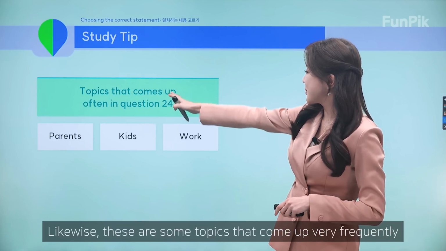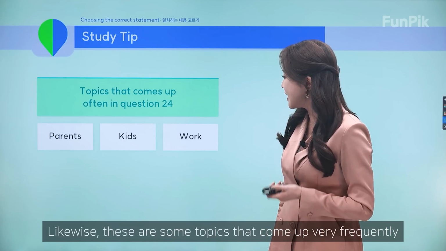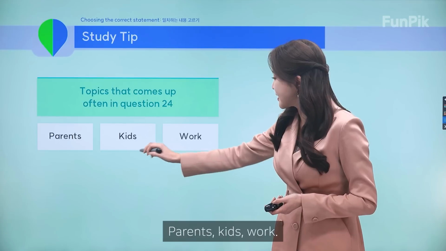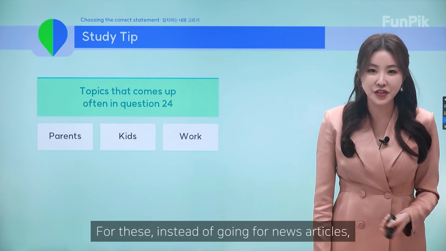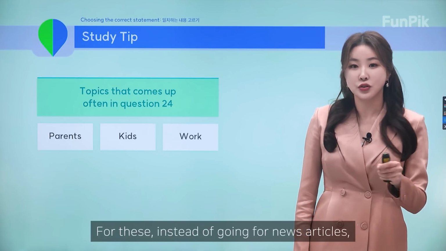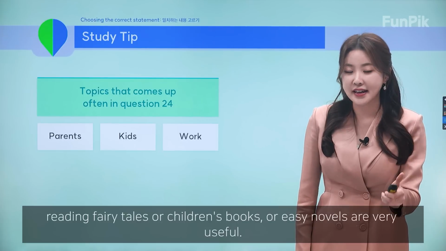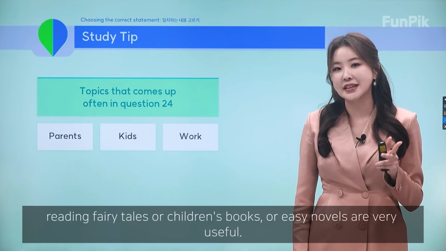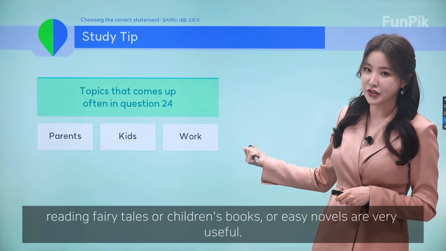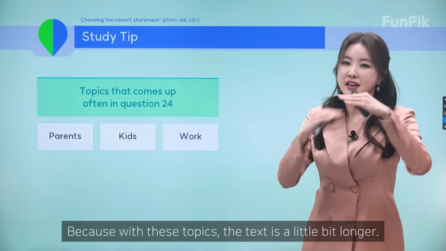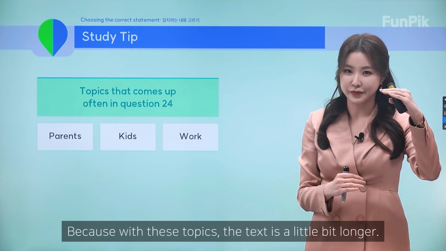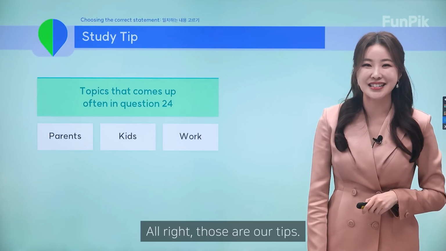Likewise, these are some topics that come up very frequently in question 4. Parents, kids, work. Now for these, instead of going for news articles, reading fairy tales or children's books or easy novels are very useful because with these topics, the text is a little bit longer. All right, so those are our tips.